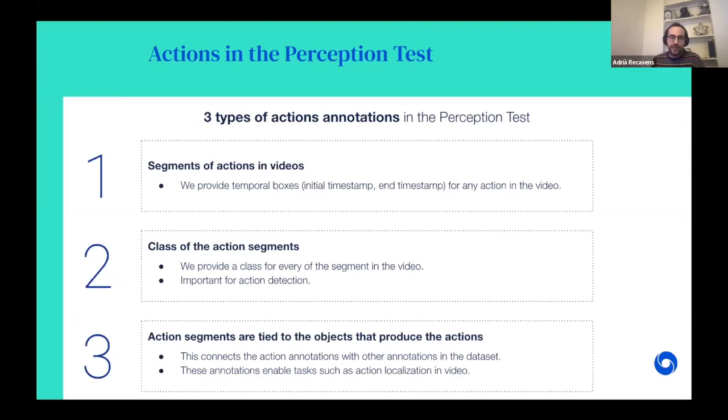We have 60 or 70, I have the detailed number later, but essentially a few number of classes where we classify this. And finally, most importantly, these actions are tied to the objects. Kush already went into this, but essentially when something is happening, we know which objects are producing it, which connects with every single previous annotation in the perception test.